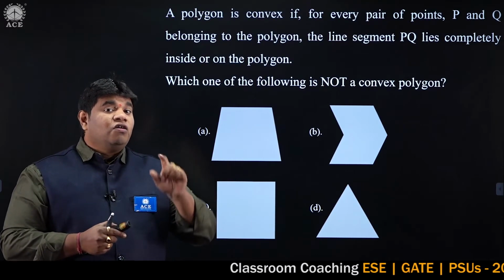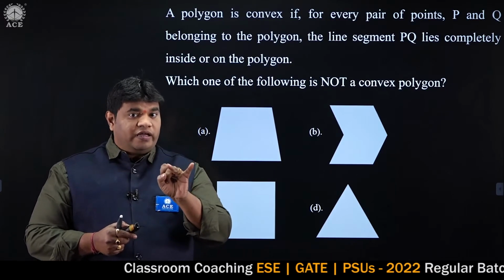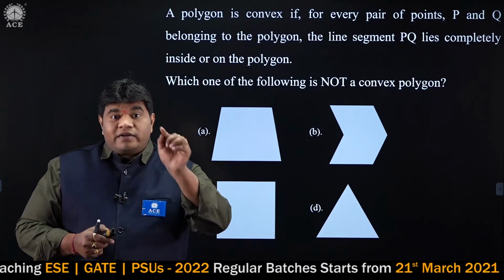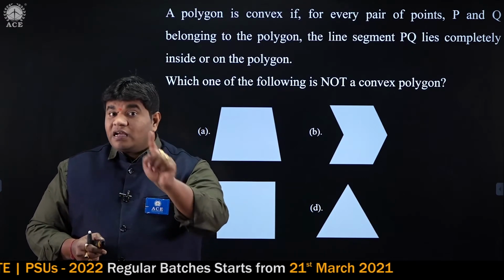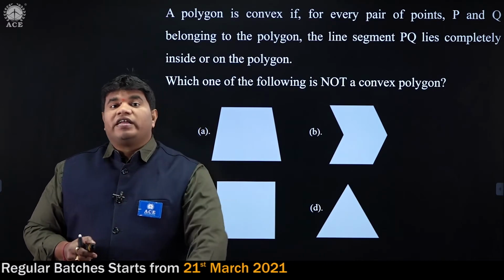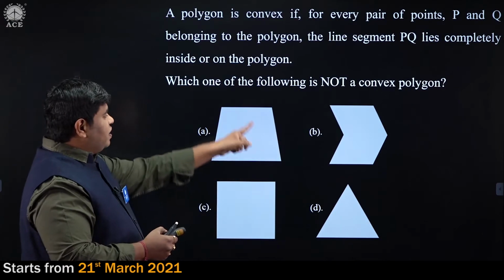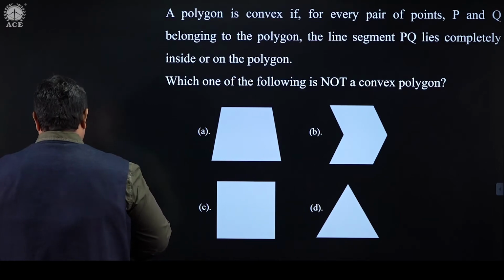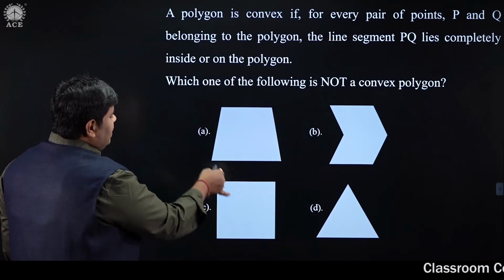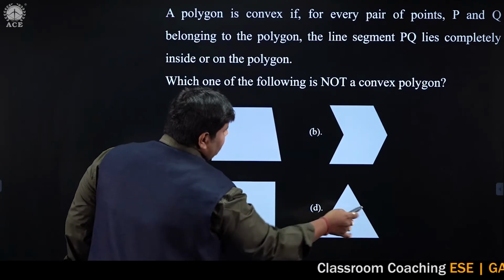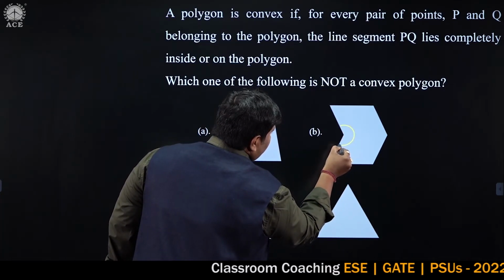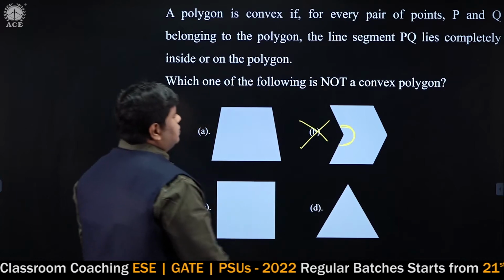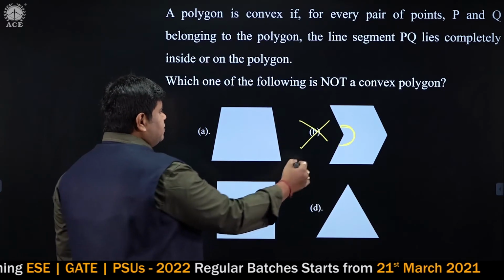First of all, what is a convex polygon? What is a concave polygon? We have 2 types of polygons, concave and convex. Concave means at least one angle is more than 180 degrees. Convex means any angle you take is less than 180 degrees. Out of the 4 diagrams, which is not convex? Here you can take any angle, it is less than 180. But here it is more than 180 degrees, so it is not a convex polygon. So the answer is B.